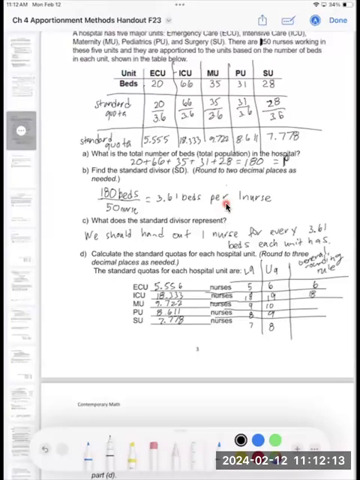9.7, I would have rounded up, so I'd have given them 10 nurses. And then with the pediatrics, 8.6, I would have rounded up to 9 nurses. And then 7.77, I would have rounded up to 8 nurses. Now, if I add up all of those, we decided we're giving the first unit 6 of those nurses. We're giving the ICU 18 of those nurses.